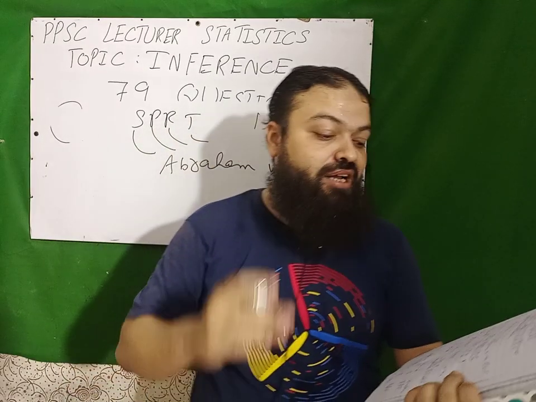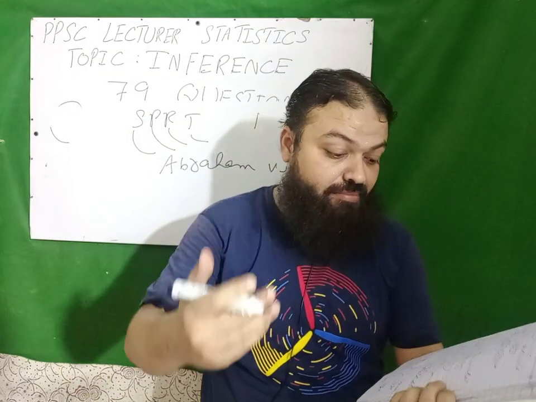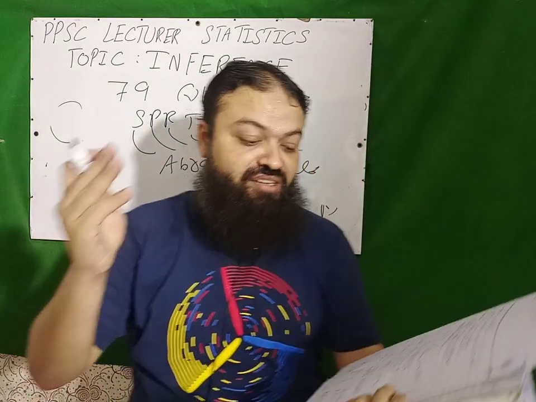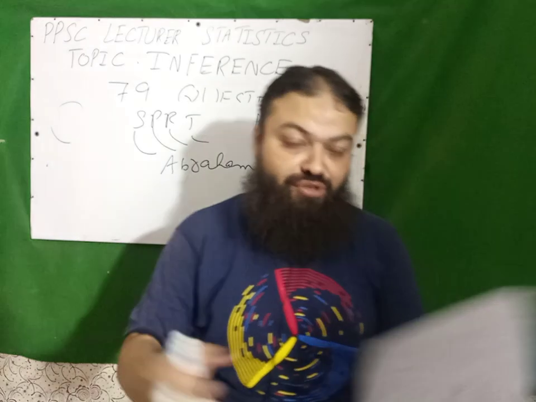Next, error bar on an error bar chart represents confidence interval about mean, correct. Standard error of the mean, correct. Standard deviation of the mean, correct.